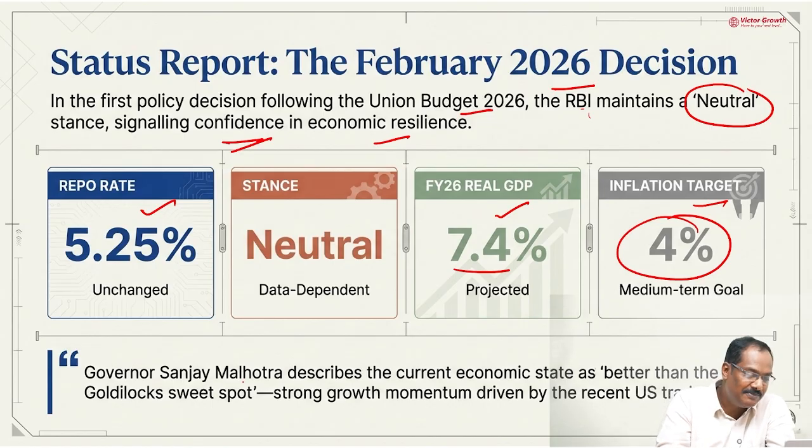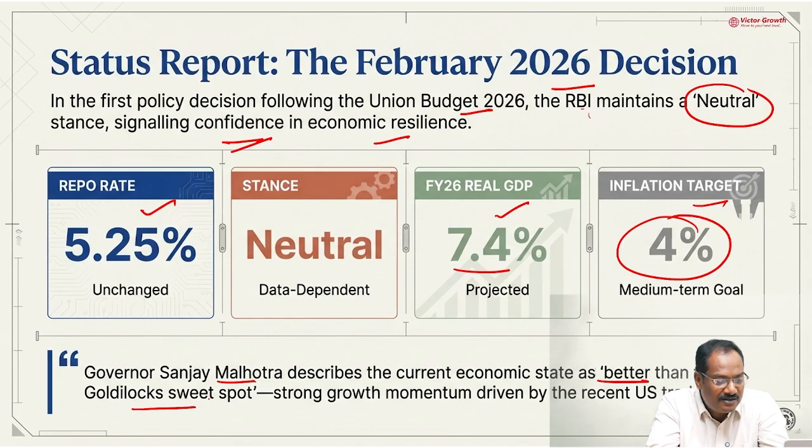So, who is the governor? Sanjay Malhotra describes the current status quo as better than the Goldilocks sweet spot. I don't know what that is, no need to know also. Strong growth momentum driven by recent reforms. That is something I told you. See, all things are dependent.